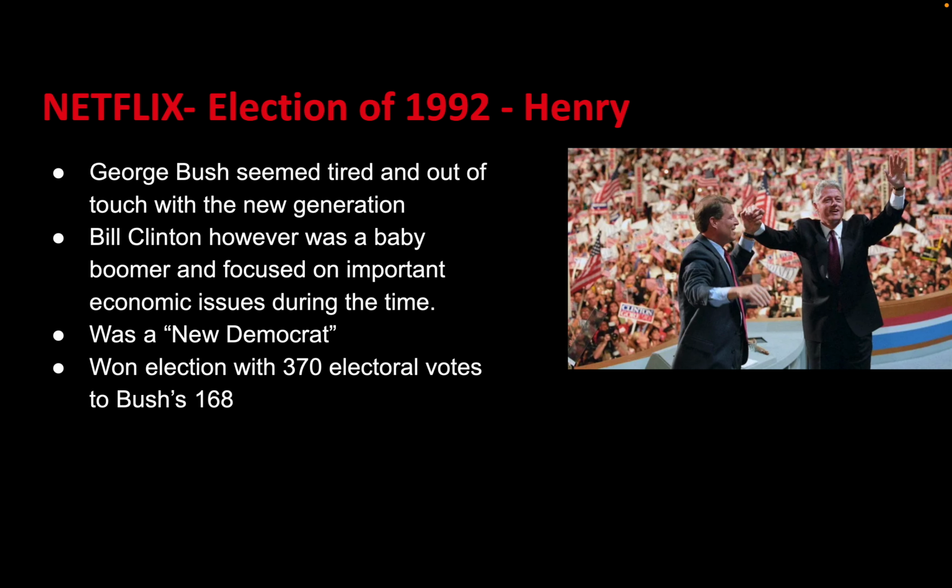And now we go to the election of 1992. George Bush seemed tired and out of touch with the new generation. Bill Clinton, however, was a baby boomer and focused on important economic issues during the time. He was a Democrat, a New Democrat, and won the election with 370 electoral votes to Bush's 168.